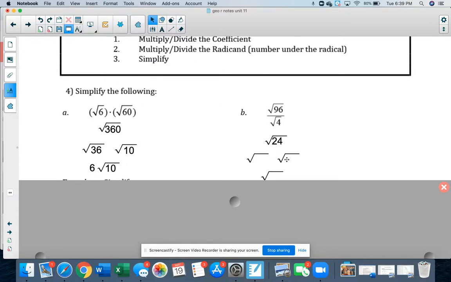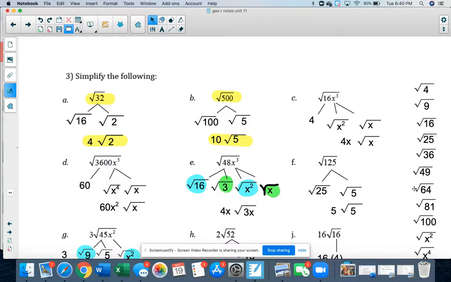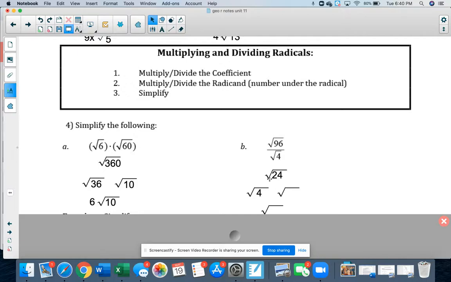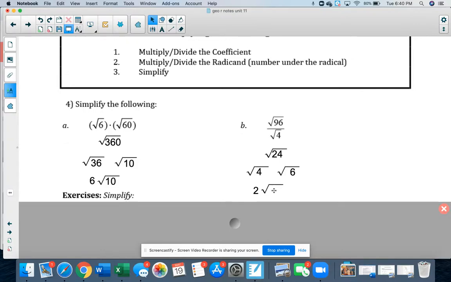Think about what times what is 24, and I want it to be from my perfect square list. Think about what number goes into 24. That would be 4 times 6. I write the perfect square first: square root of 4 times 6. Square root of 4 times 6 is square root of 24. Now the square root of 4 is a perfect square; it equals 2. The square root of 6 is not a perfect square, so it's going to stay under that radical.